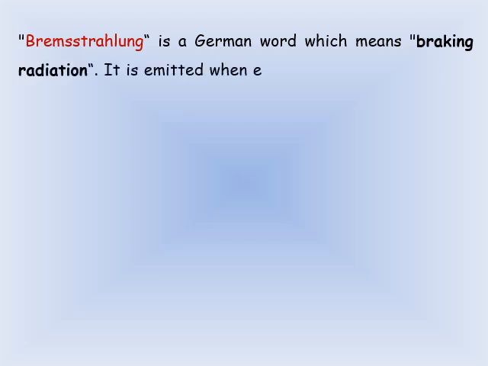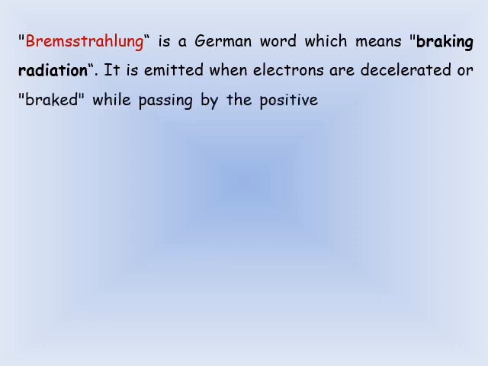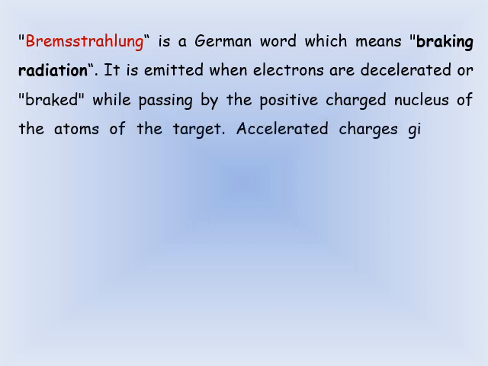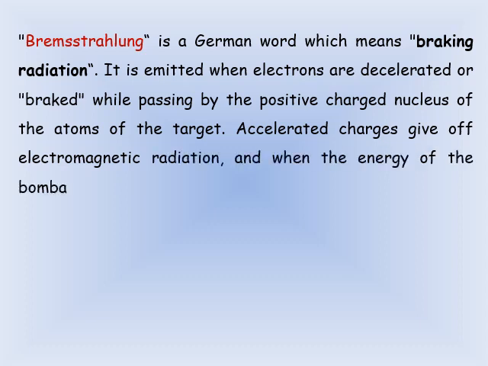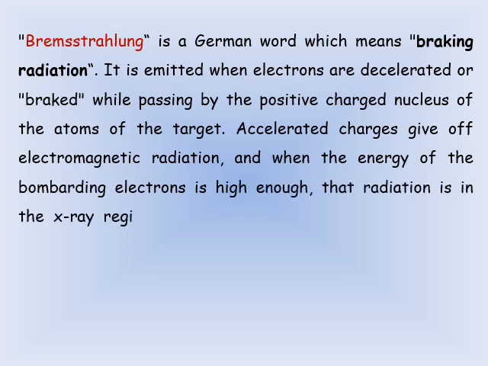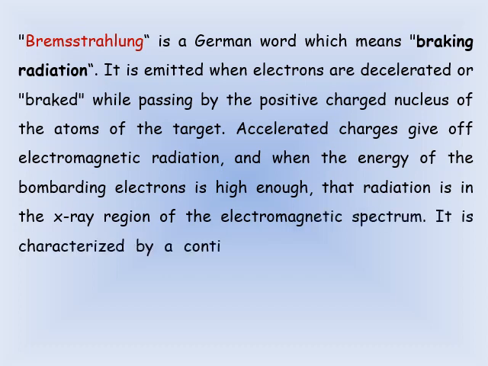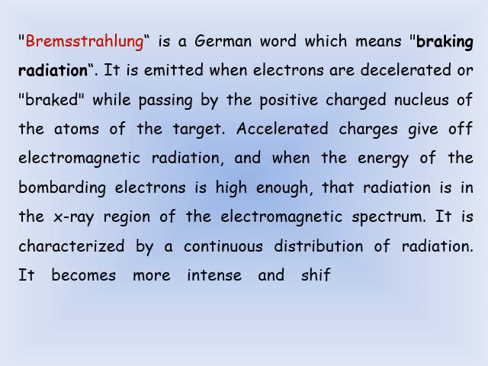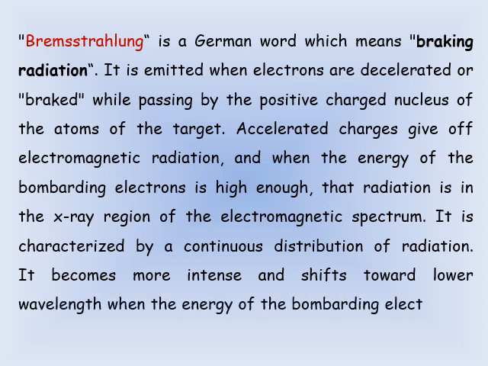Bremsstrahlung is a German word, which means braking radiation. It is emitted when electrons are decelerated or braked while passing by the positively charged nucleus of the atoms of the target. Accelerated charges give off electromagnetic radiation. And when the energy of the bombarding electrons is high enough, that radiation is in the X-ray region of the electromagnetic spectrum. It is characterized by a continuous distribution of radiation. It becomes more intense and shifts toward lower wavelength when the energy of the bombarding electrons is increased.